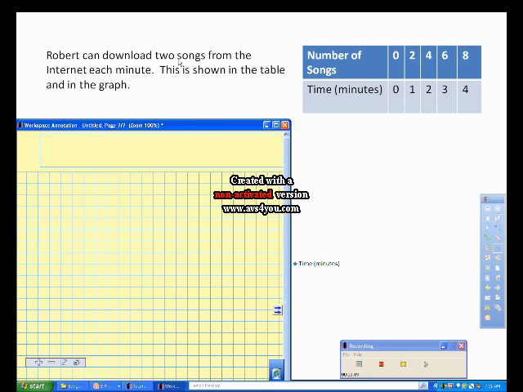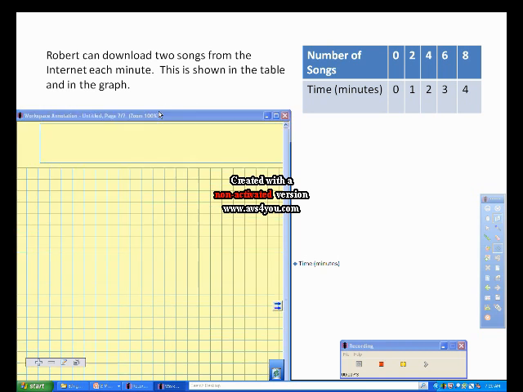It says Robert can download 2 songs from the internet each minute. This is shown on the table and in the graph. So at 0 minutes, obviously, he's downloaded 0 songs. At 1 minute, he's downloaded 2. At 2 minutes, he's downloaded 4. At 3 minutes, he's downloaded 6. At 4 minutes, he's downloaded 8. So all that information is on a chart.